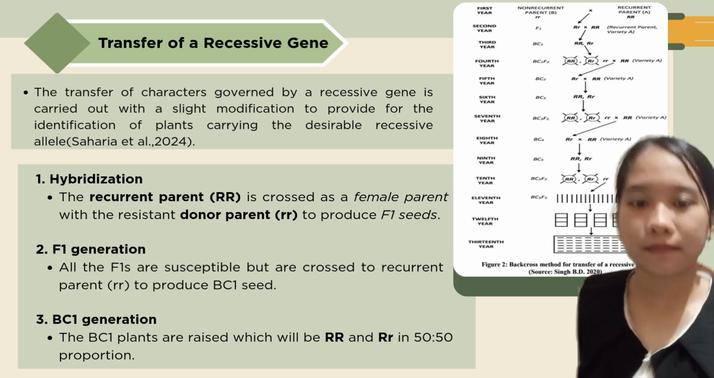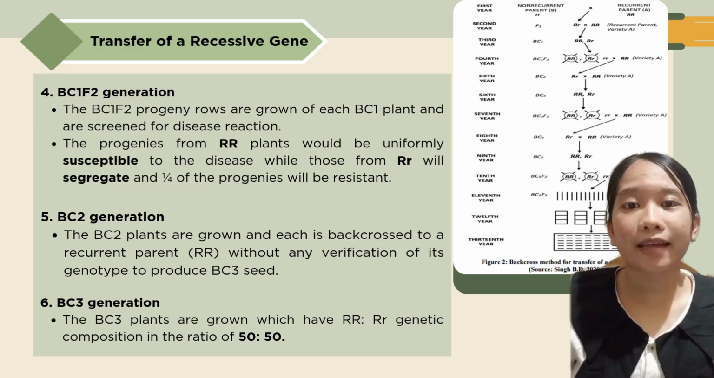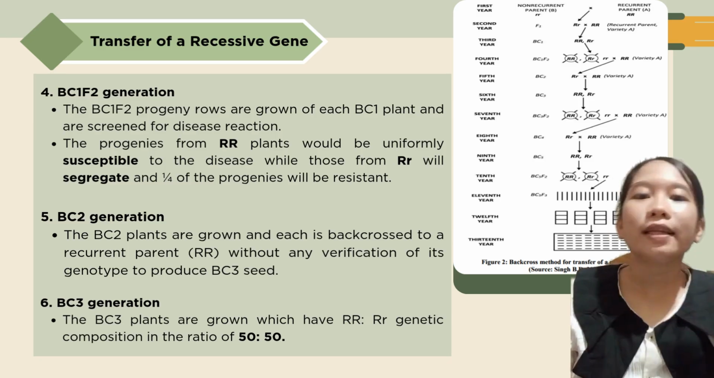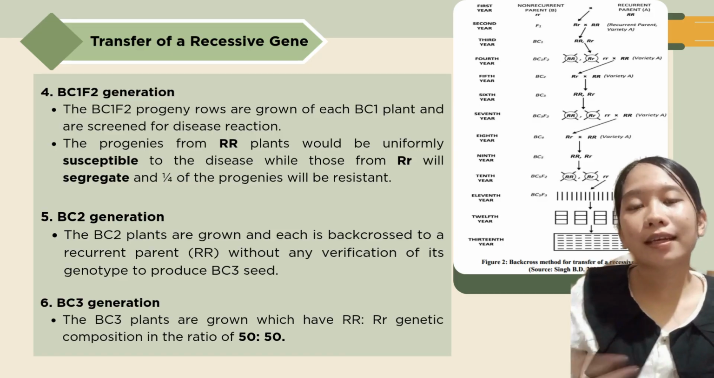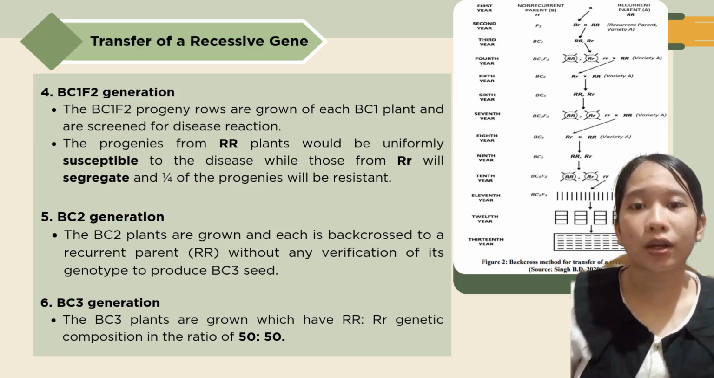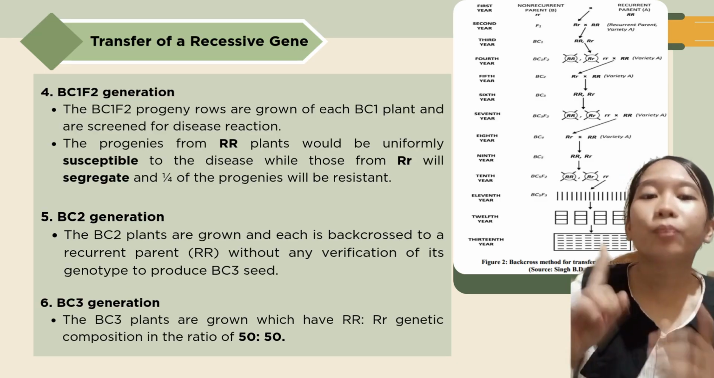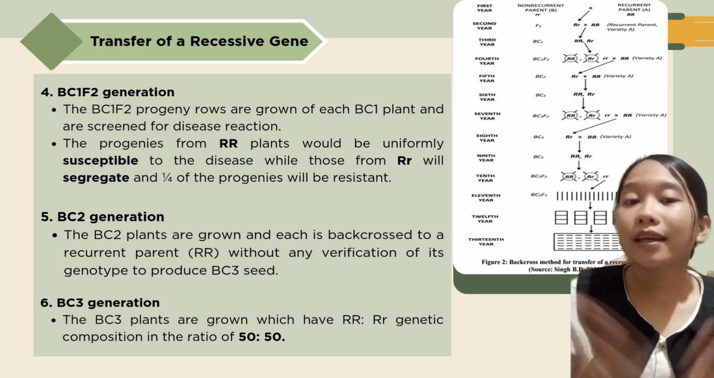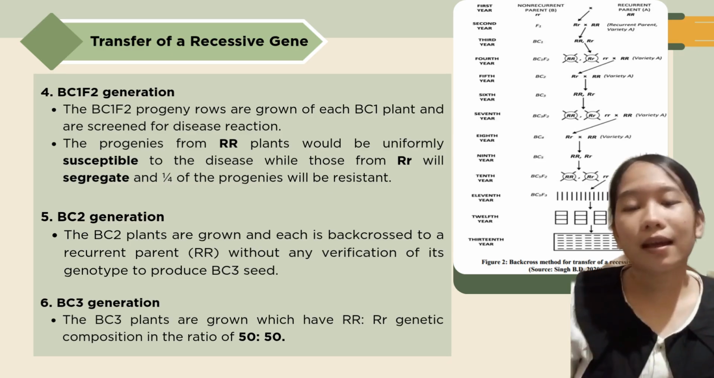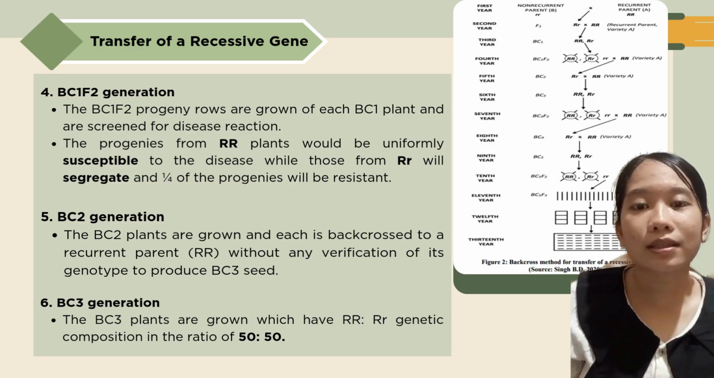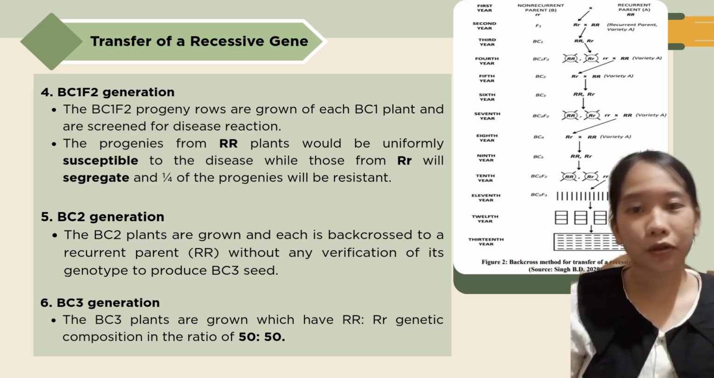For the BC1 F2 generation, the heterozygous plants from BC1 gi-self-pollinate siya para makaproduce og BC1 F2 seeds. Ang offspring dayon gikan sa heterozygous plants will show segregation: 1/4 kang homozygous dominant, which is the susceptible, 1/2 pod kang heterozygous, the carriers, and 1/4 kang homozygous recessive, which is the resistant. The homozygous recessive plants are resistant and siya ang pilion for further backcrossing for the next generation na pod.